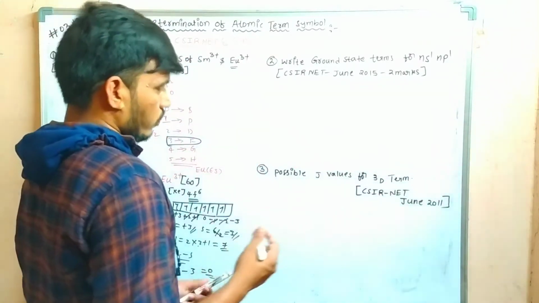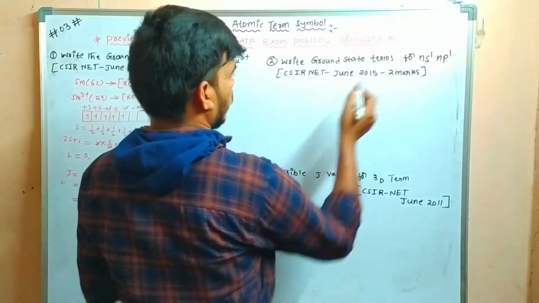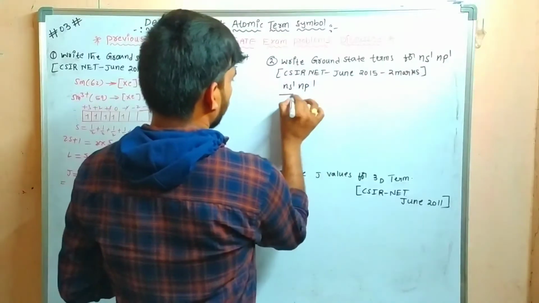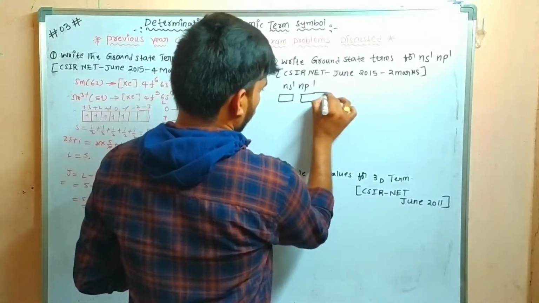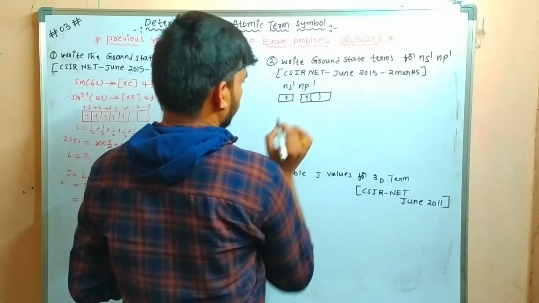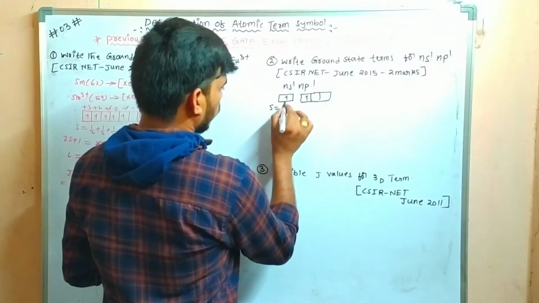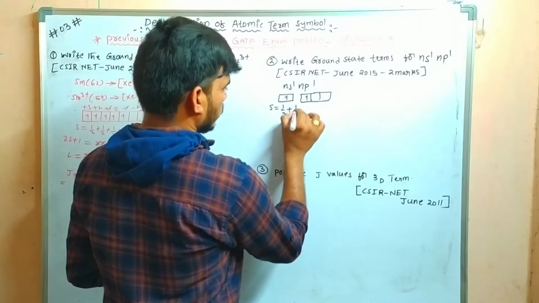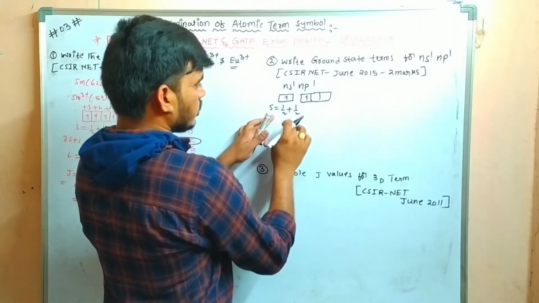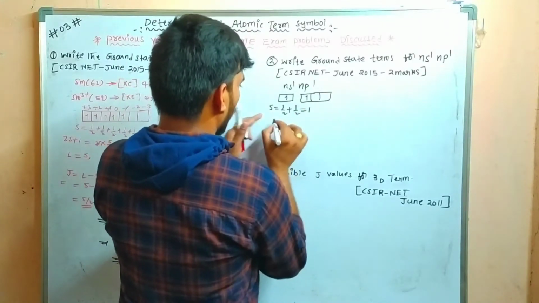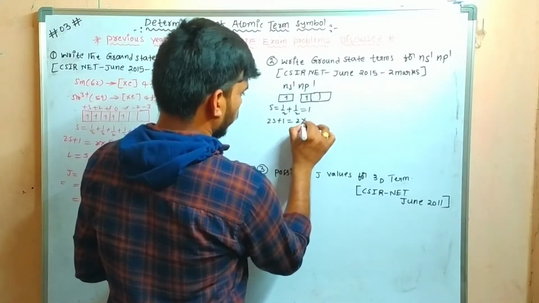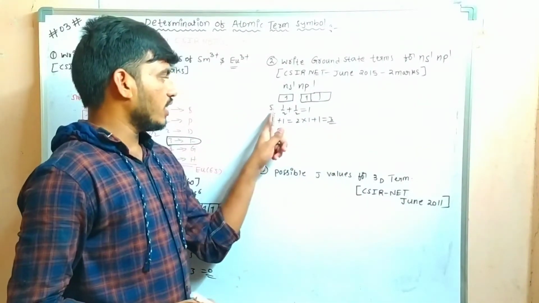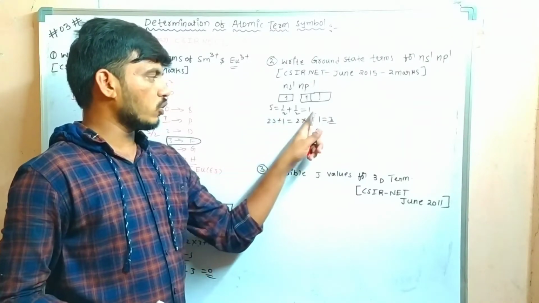So you have to write the electronic configuration, ns1 np1. Here the s orbital is like that, and the p orbital has one electron filled in this manner. So S is equal to half plus half, so the spin value is 1. Now we calculate 2S plus 1, which is 2 into 1 plus 1 equal to 3. So the spin multiplicity value is 3, and the spin quantum number value is 1.